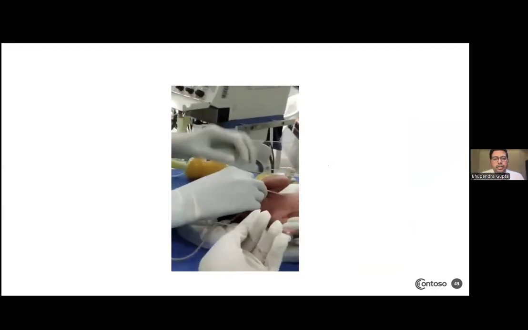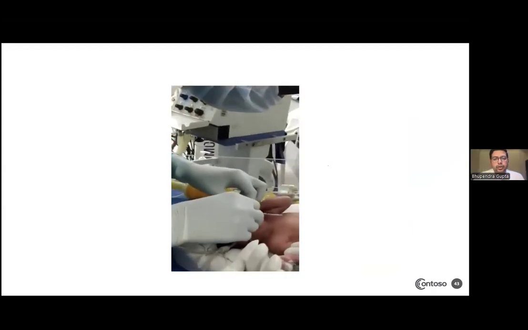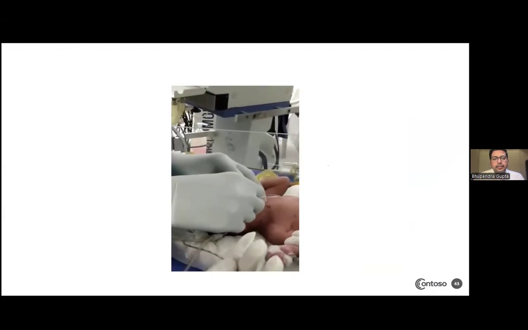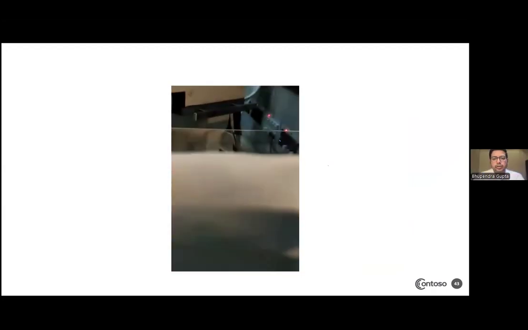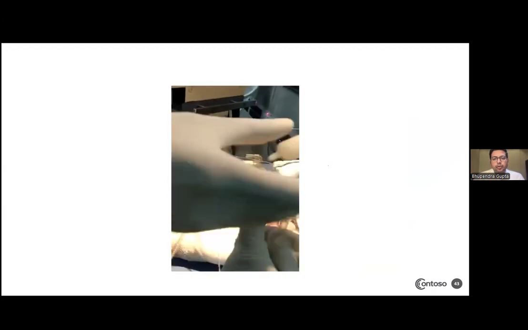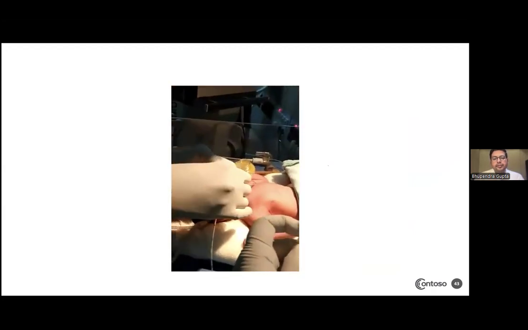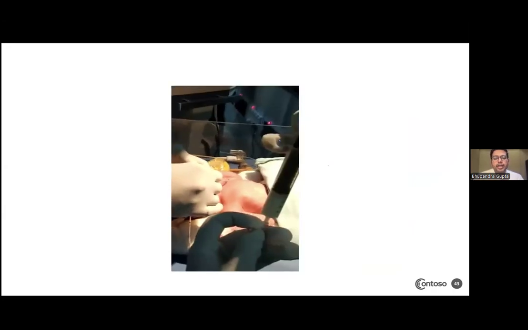So I've already inserted the tube inside the vocal cord. Now I'm taking the length. Surfactant is given in the syringe in 1 ml liquid by the assistant. And during the procedure, we have to monitor the heart rate and saturation for any acute deterioration.